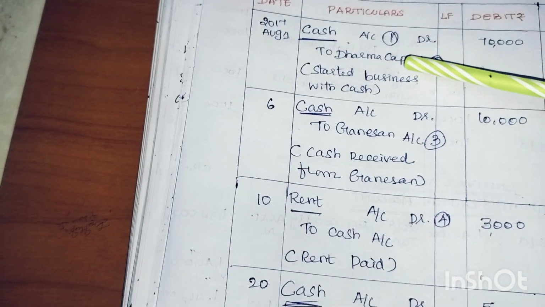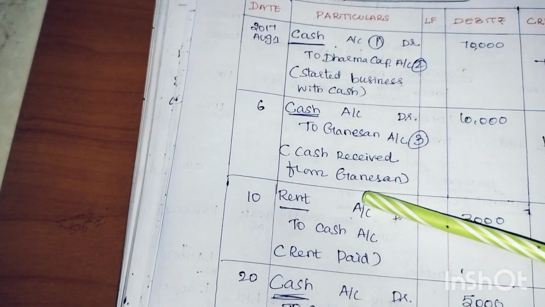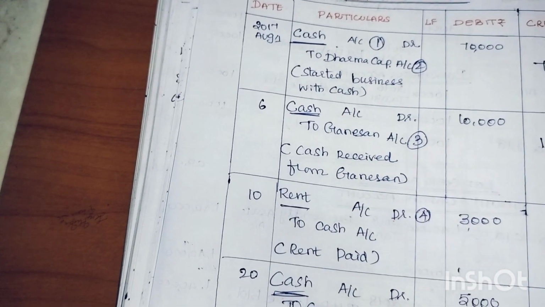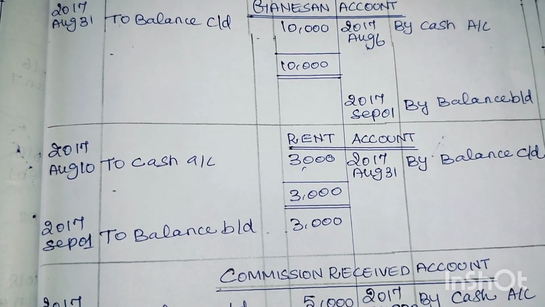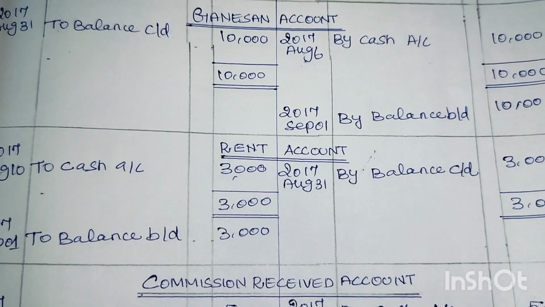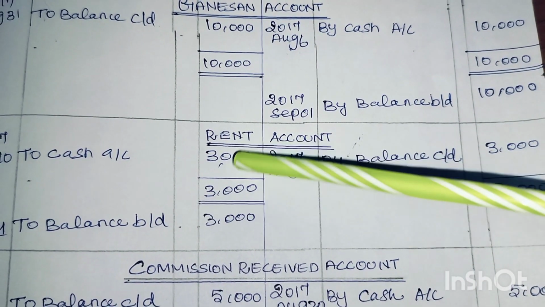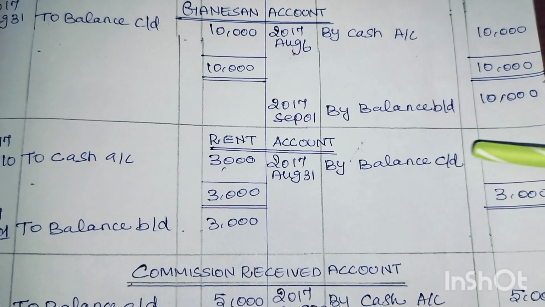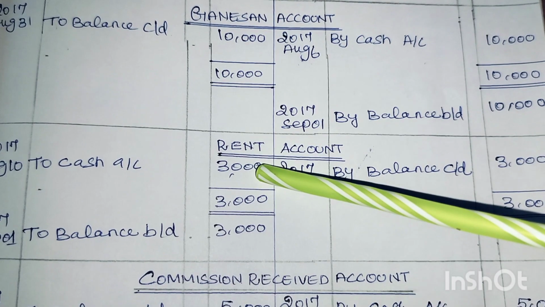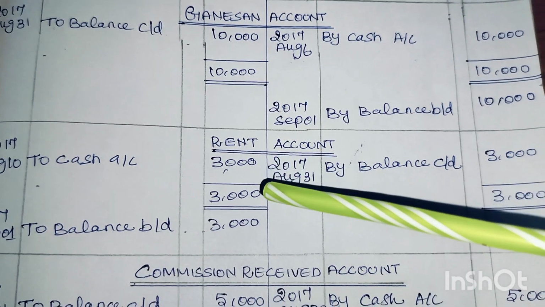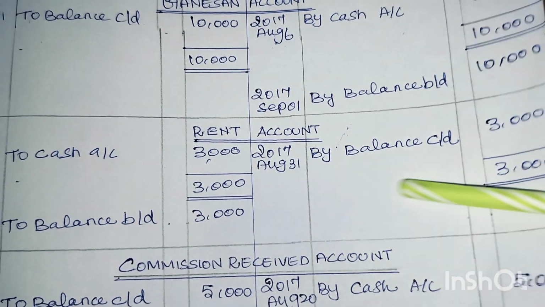Then to check how many rent transactions appear here, only one rent transaction appears here. So we need to close the rent account. Before that, we will check which side has the higher value, debit side or credit side. Of course, the debit side has the higher value because on the credit side we didn't do any rent transaction. How much rupees does the debit side have? 3000 rupees. We total these 3000 on both the debit and credit sides.